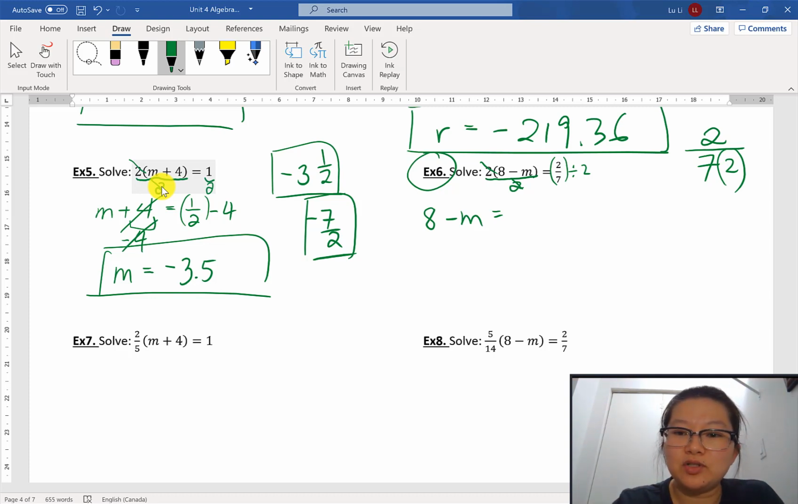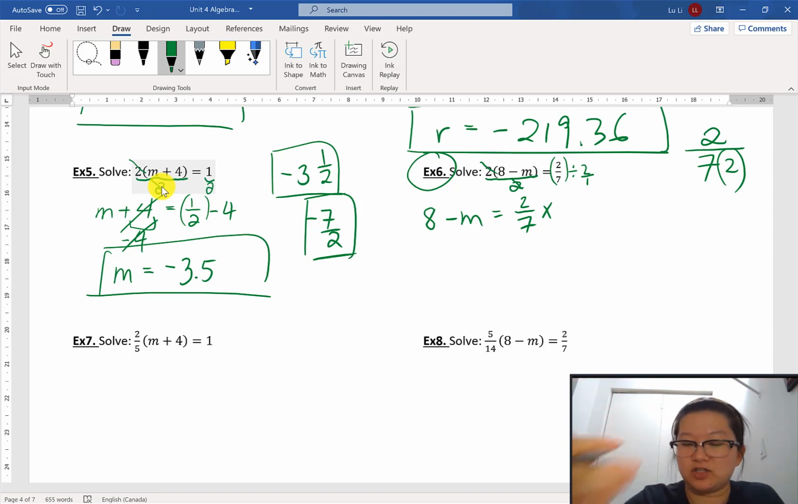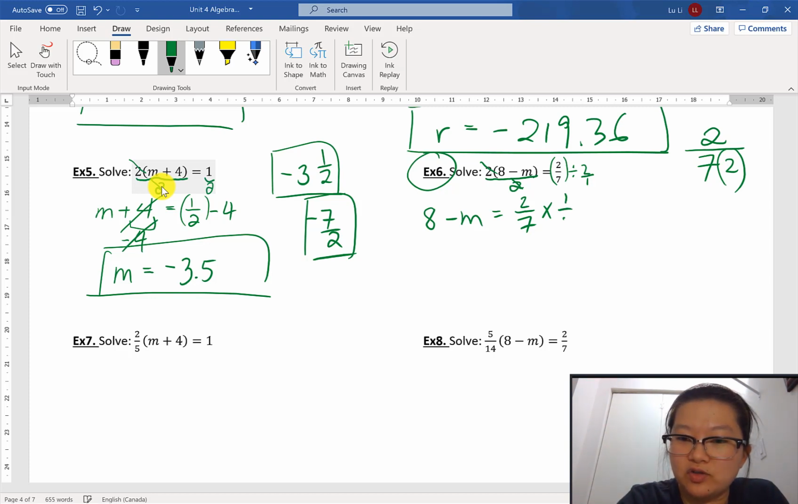What does that mean? I can put 2 over 1, and then there I have a fraction looking thing. Then I have 2 over 7, and instead of dividing, I can multiply by the inverse of 2. What is that? I flip my fraction over. I get 1 over 2 just like that. Okay, so let's actually rewrite it and solve it together.